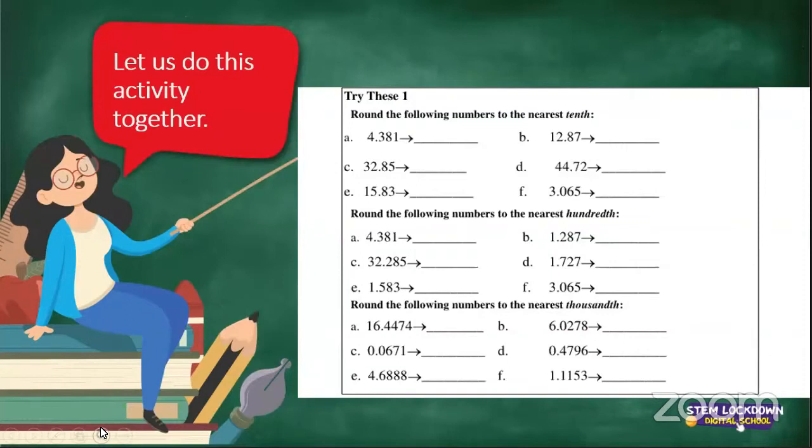Okay, I see people have 15,440. The correct answer, thank you, Matlodi, is 15,000. Because we are rounding off to the nearest thousand, and 400 is less than 500. So we will round down and the answer is 15,000.